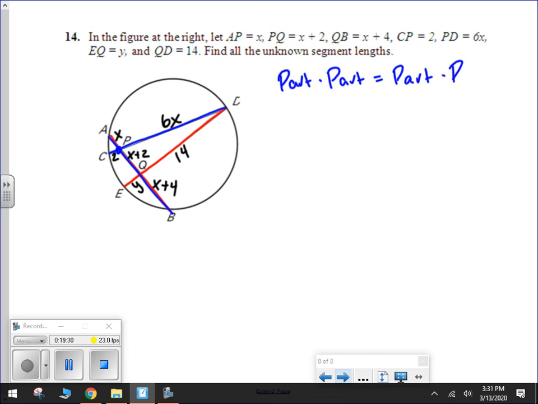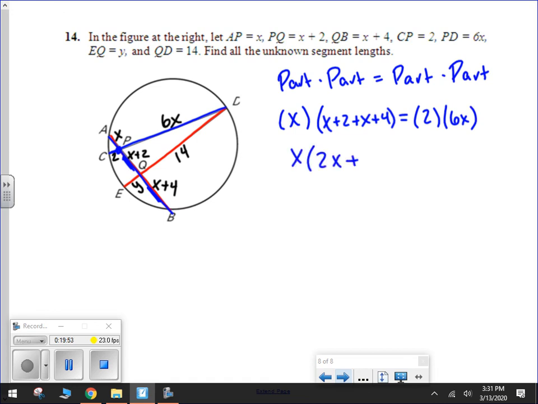Okay, and then if I look at CD, I'm doing 2 times 6x. So I get 2x plus 6 when I combine like terms. And 2 times 6x is 12x. And I know I need to distribute this. Now when I do that, I get 2x squared plus 6x equals 12x.